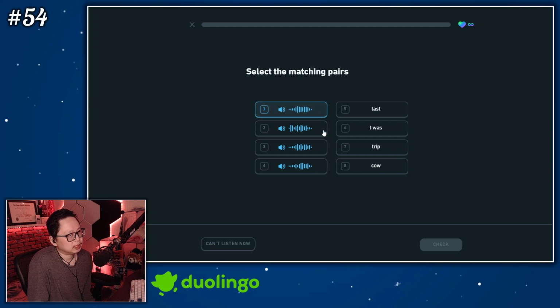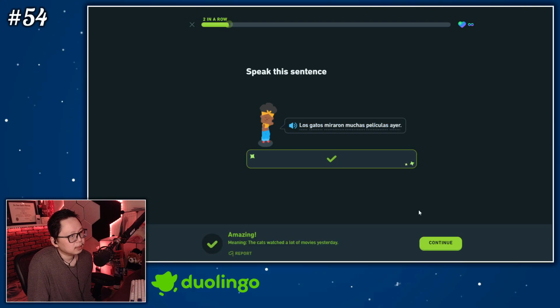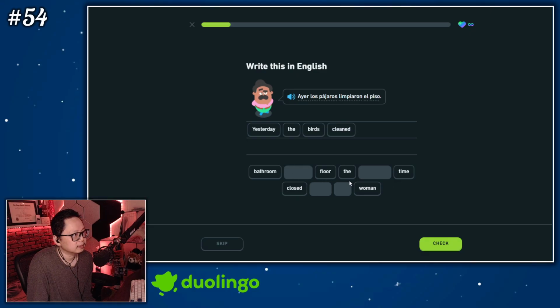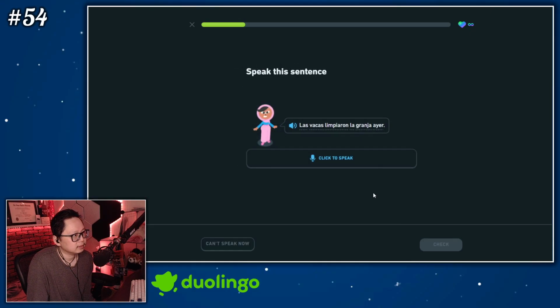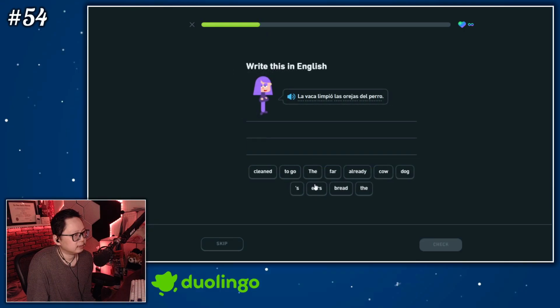Estuve. Viaje. Pasado. Vaca. Los gatos miraron muchas películas ayer. Yeah, so that's what they mean by tell stories. Ayer los pájaros limpiaron el piso. Las vacas limpiaron la granja ayer. La vaca limpió las orejas del perro.